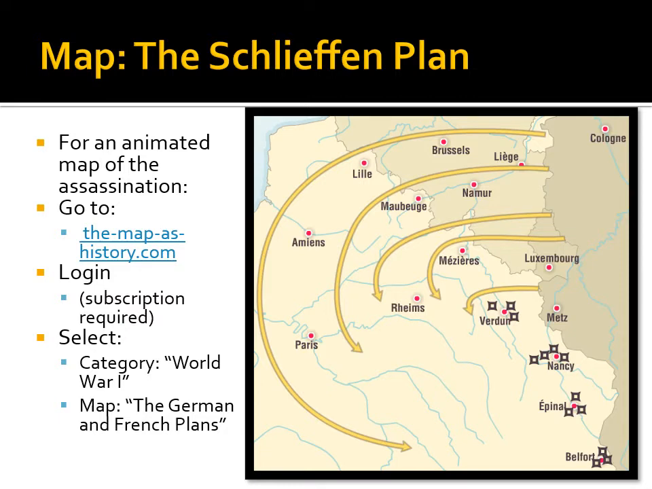The Schlieffen Plan. Germany planned to quickly invade neutral Belgium and then sweep down into northern France, encircling Paris, forcing a quick end to the war. They would then focus their attention on defeating Russia in the east. The Germans gained considerable territory but were ultimately halted and ended up fighting a war on two fronts, the Western Front against France, Britain, and Belgium, and the Eastern Front against Russia.